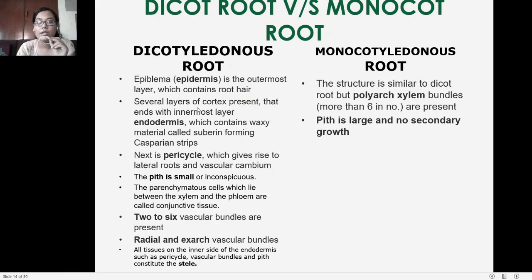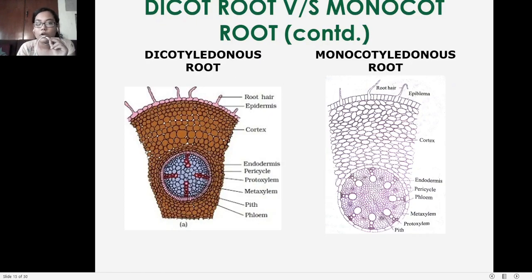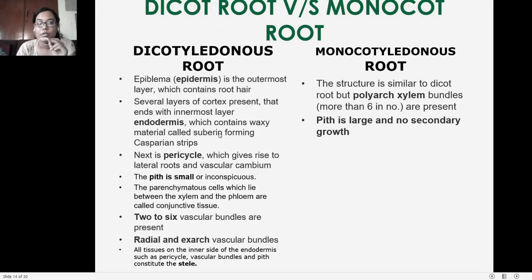Then we have several layers of cortex present that ends with the innermost layer, endodermis, which contains waxy material called suberin forming Casparian strips. So here we can see the cortical layer ending in endodermis, and this layer may have Casparian strips within them. Next is the pericycle, which gives rise to the lateral roots and vascular cambium.